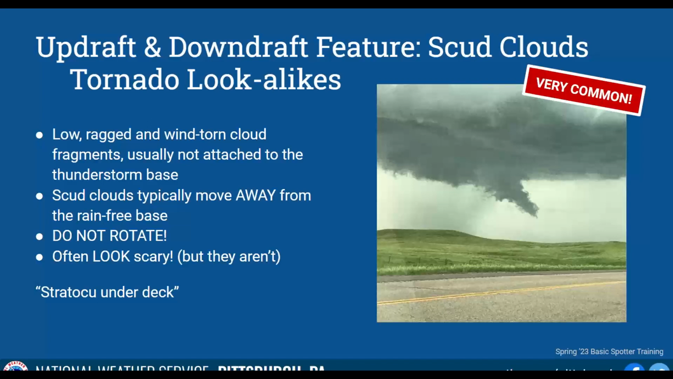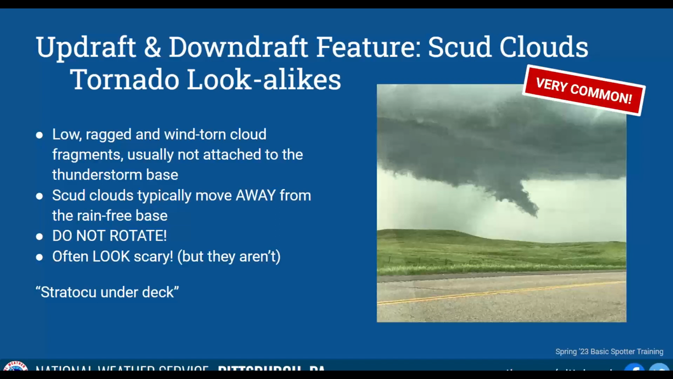So one other thing to keep in mind when you're looking at updraft and downdraft features is something called scud clouds. These are very common, and it's okay to mistake these. These are difficult to ascertain what's going on. Scud clouds are these low, ragged, and wind-torn cloud fragments that are usually not attached to the thunderstorm base. They can look like they're attached, or it can be hard to tell, but they're just these low clouds looking ominous. They typically are going to be moving away from the rain base, and they do not rotate, and that's the key part here.